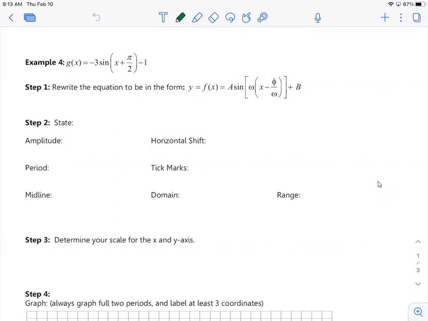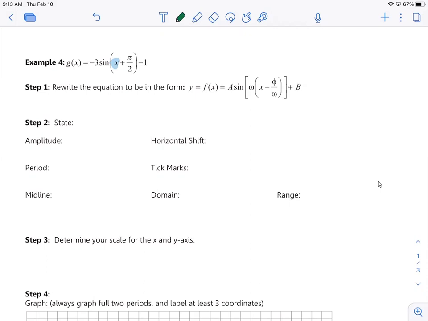So it says example 4, we have g of x equals -3 sine of x plus pi over 2 minus 1. We first want to rewrite the equation in factored form. However, we don't have anything in front of our x, so we don't have anything to factor. So it is what it is. Okay, so I can start listing off things.